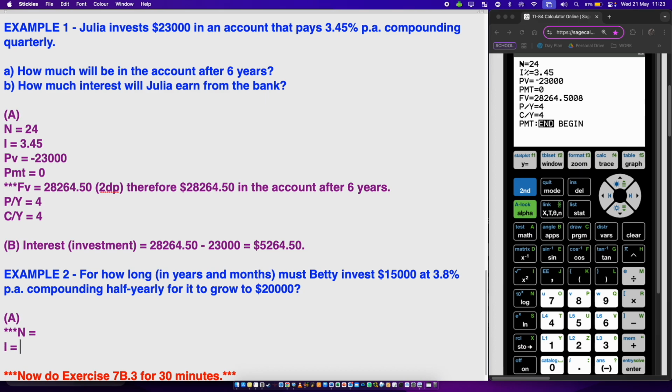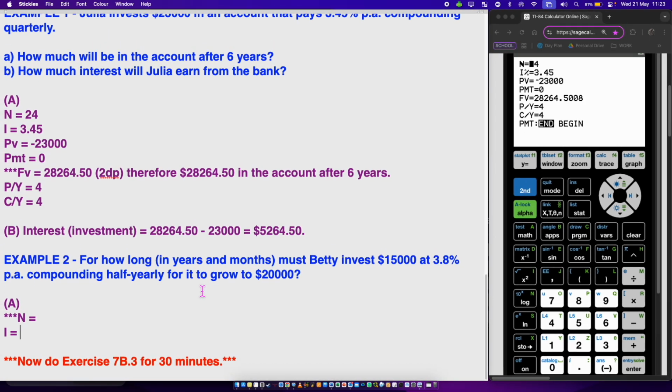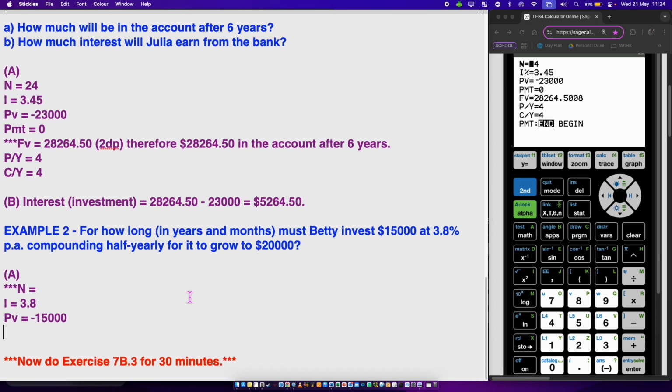I, what's the interest rate for Betty in example 2? Good, so you just put that, no conversion needed. PV. How much is she putting away in the bank? What sign would that be? Yeah, it's going into the bank. Does it say anything about her making regular payments into the account? No, so PMT is going to be nothing.